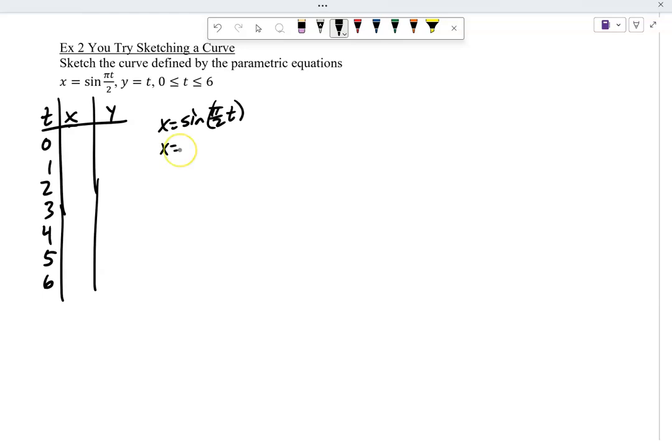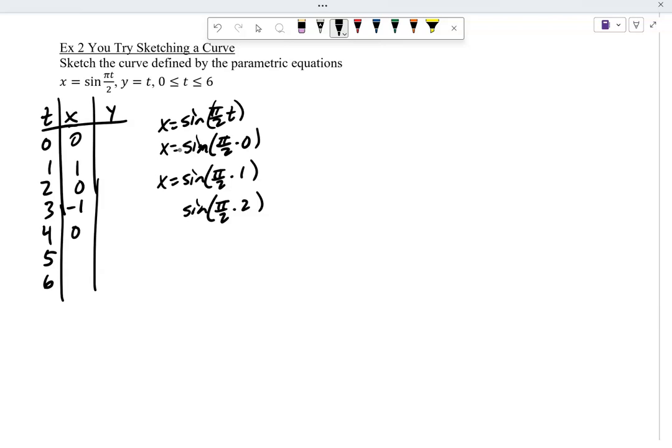And so let's let t be 0. We got sine of pi halves times 0. We got sine of 0, which is 0. Now let's throw in 1 for t. Sine of pi halves times 1. So I got sine of pi halves, which is 1. Let's throw in 2. Sine of pi halves times 2. I got sine of pi, which is 0. Sine of 3 pi halves, -1. Sine of 4 pi halves, 0. Sine of 5 pi halves, 1. Sine of 6 pi over 2, which is sine of 3 pi, 0.